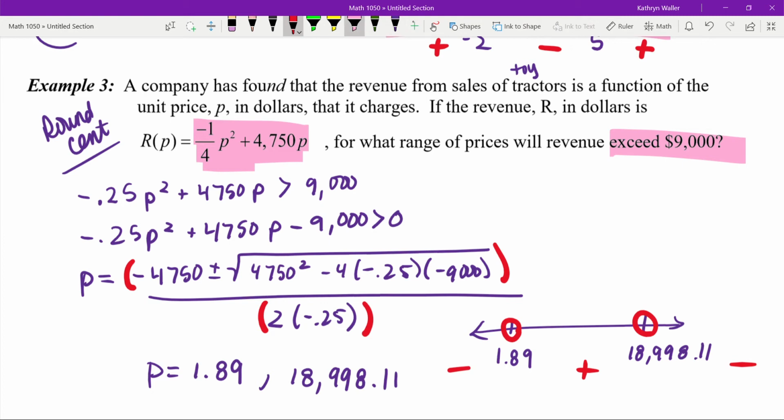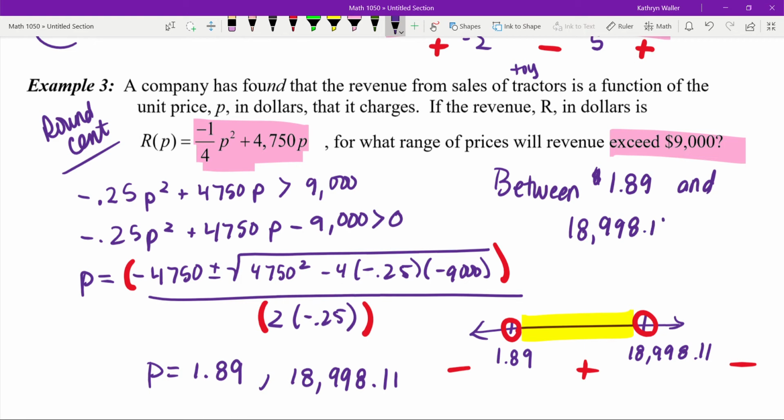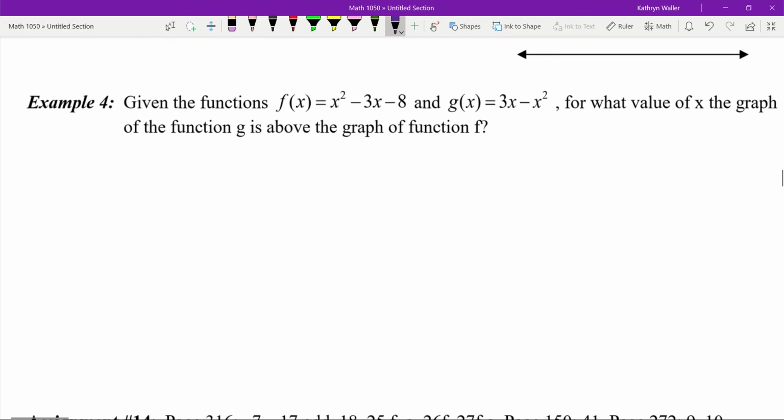They want it to exceed, so that is here. This is a word problem, so it doesn't make sense to write it in interval form. So we're going to say between $1.89 and $18,998.11. That's your answer. So that $18,000 toy tractor is like a collector's. Someone really rich bought it. Okay, example 4, and then we're done.